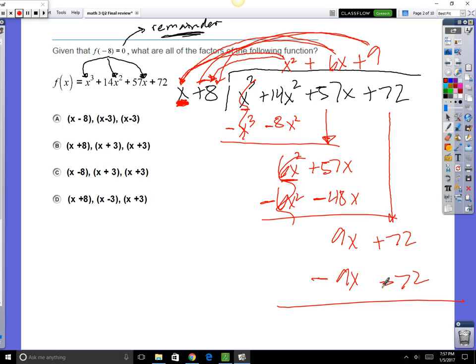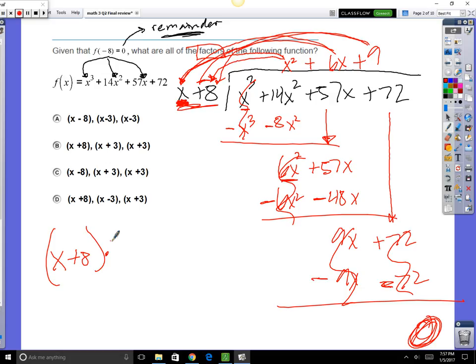And it looks like he was right. That's a 0, that's a 0. So the remainder is 0. It goes in perfectly. So your factors are what's going to times together. This x plus 8 is going to times this x squared plus 6x plus 9. If I times those together, it's going to give me this x cubed plus 14x squared plus 57x.